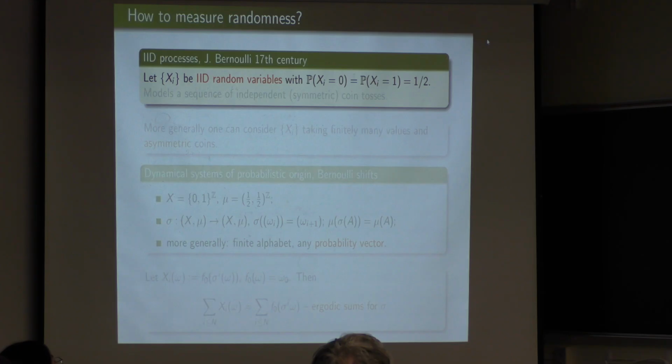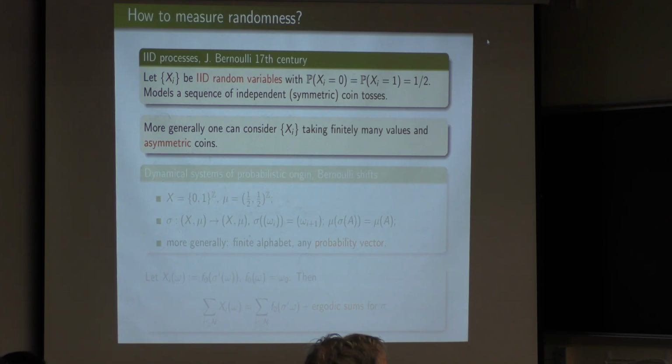So here, what you do is you take random variables on some measure space, and the probabilities that xi equals 0 and xi equals 1 are 1/2, and the random variables are IID. And this models a sequence of independent, in this case, symmetric coin tosses. So what you do is you toss a symmetric coin. Symmetric means that the probability of seeing 0 and 1 are the same, and you perform it many times, and mathematically, this IID models this kind of experiment.